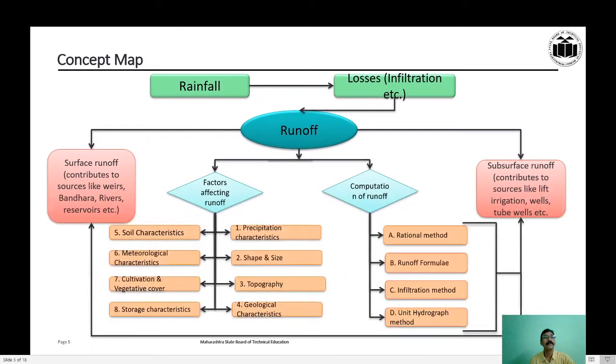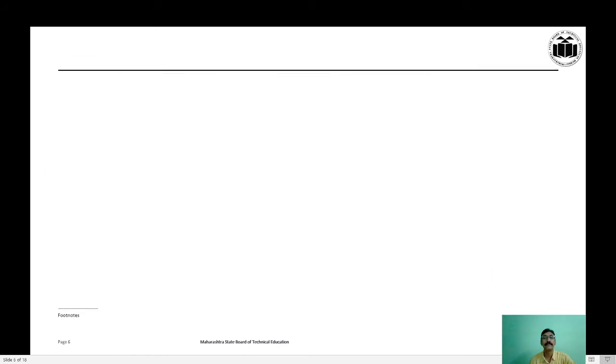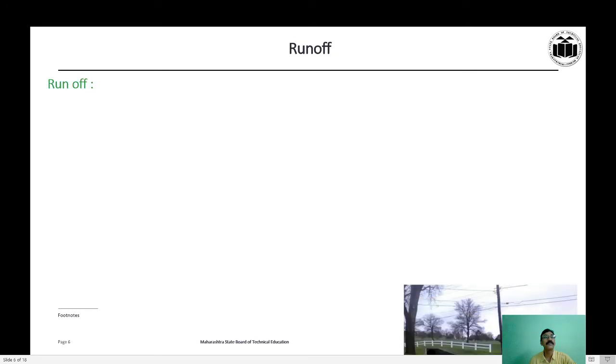Concept map. This concept map shows rainfall, some losses, say infiltration losses, creates runoff, factors affecting runoff, and the methods of computation of runoff. So let us discuss what is runoff.